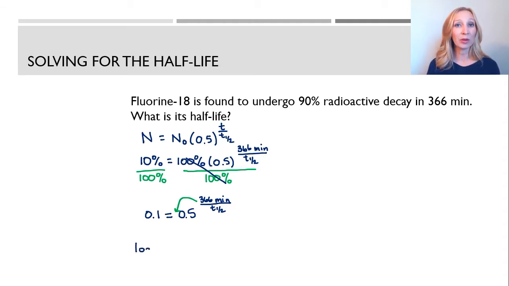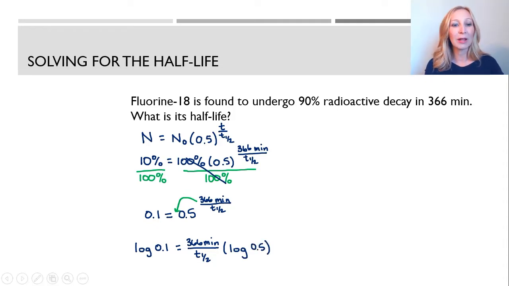So the log of 0.1 is equal to, and then I move that 366 minutes fraction down over next to the 0.5, but I have to take the log of the 0.5. This is just the property of logarithms. It allows me to do that. So now this exponent becomes something that I am just multiplying by. So now I'm going to get rid of the log 0.5 by dividing both sides by log 0.5, and that will allow me to cancel out the log 0.5 on the right-hand side.